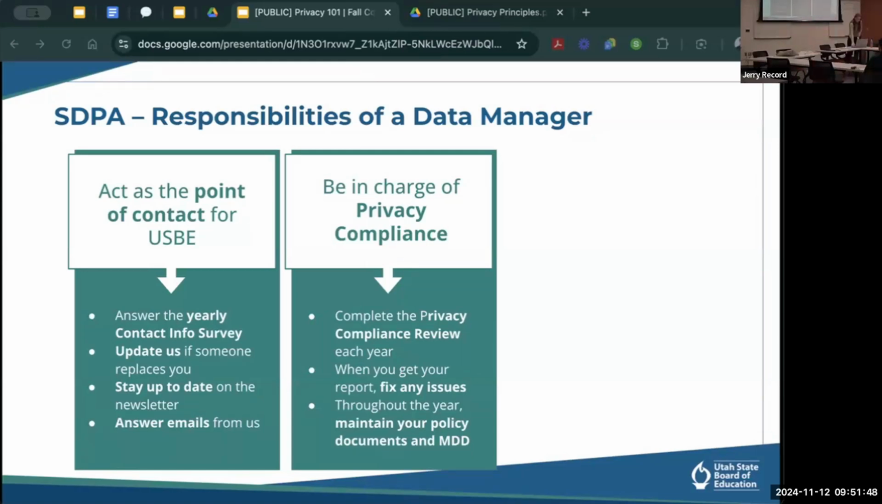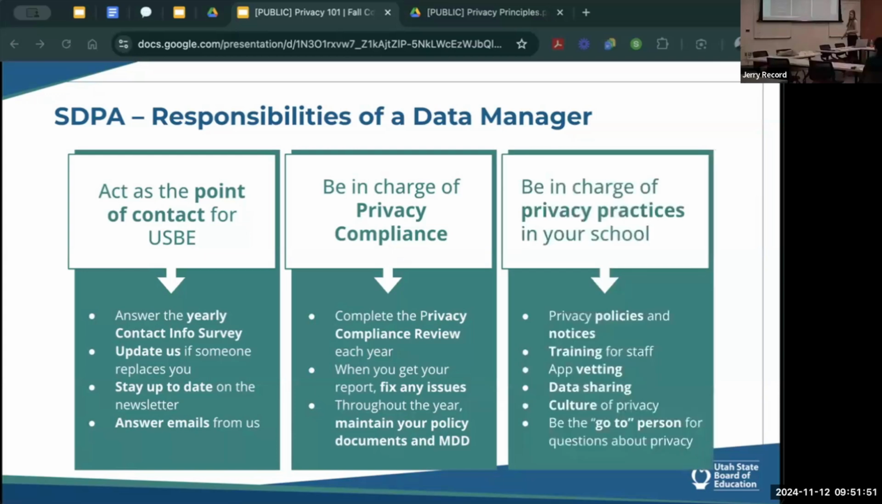And finally, this part is the most vague, but also the most powerful, in my opinion. The data manager is the person who oversees privacy practices in the school and district. This includes making sure that you have the right policies and notices in place, making sure that staff are getting privacy and security training. App vetting is a really big one, which we'll talk about momentarily. And then just generally building a culture of privacy and being the go-to person for privacy and security.